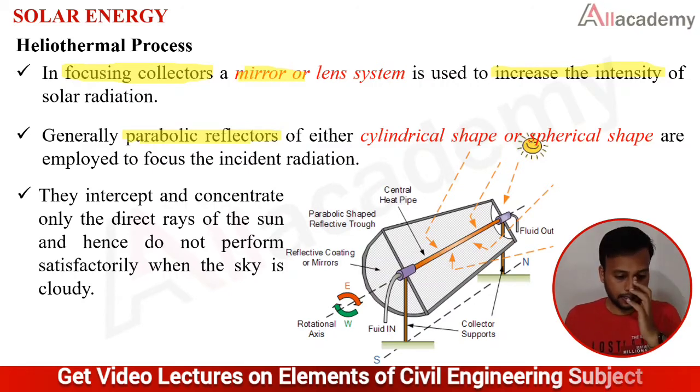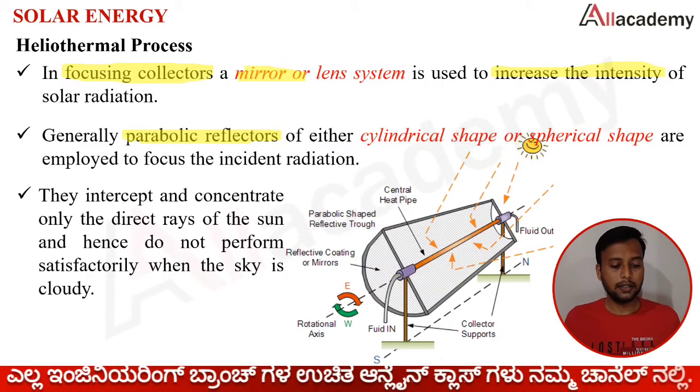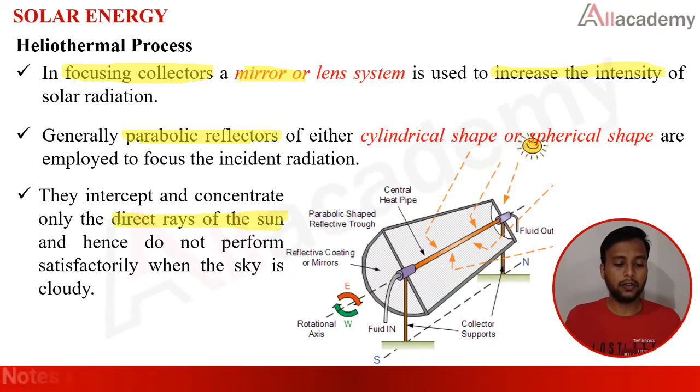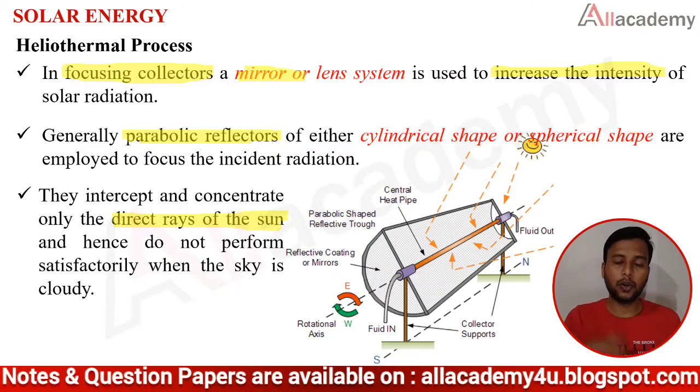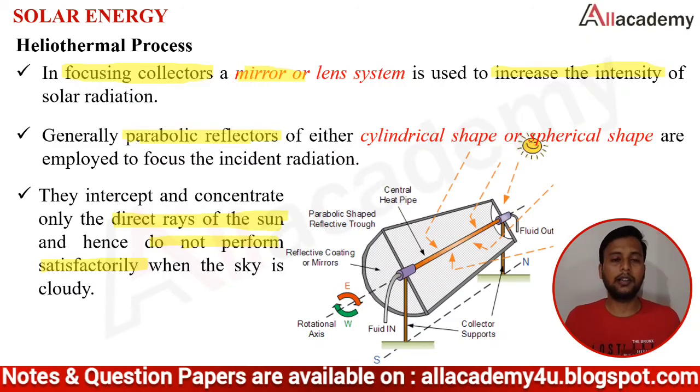They intercept and concentrate only the direct rays of the sun, and hence they do not perform satisfactorily when the sky is cloudy. This means these focusing or parabolic collectors use only the direct rays coming from the sun to convert into thermal energy. Because of that, they do not perform well compared to the flat plate collector. That's why solar water heaters are made flat instead of this manner.